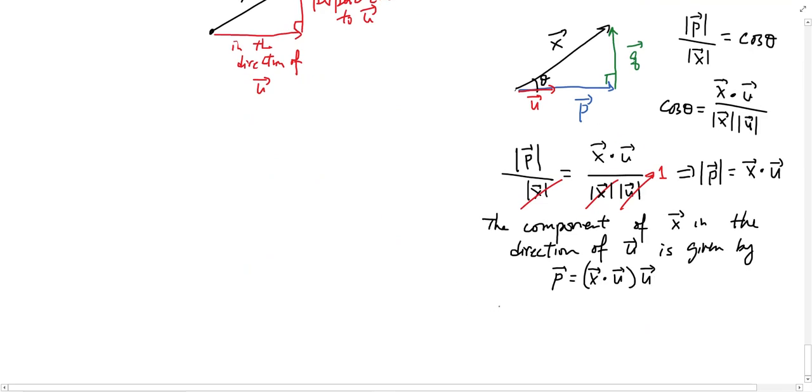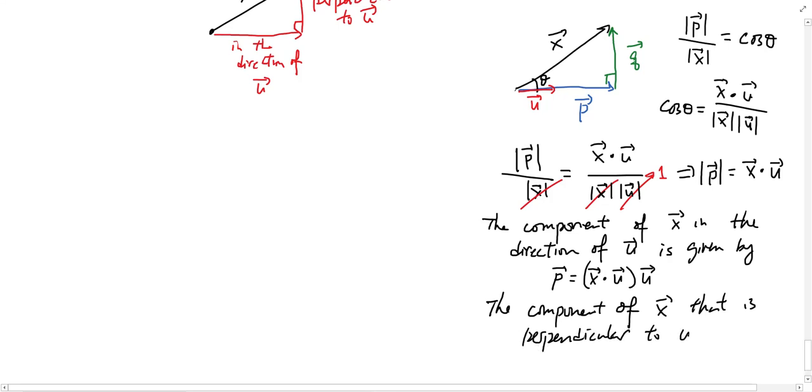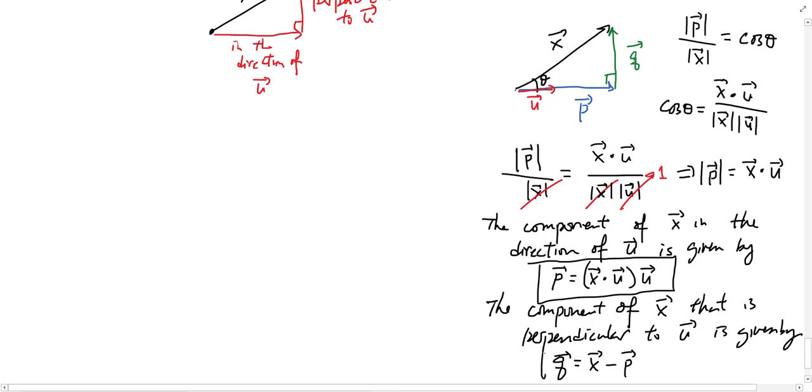So once you find vector p, the component of x that is perpendicular to u is given by q equal to vector x minus vector p. You will be asked a question on components, so make sure you know these two formulas, otherwise you won't be able to do the problem.